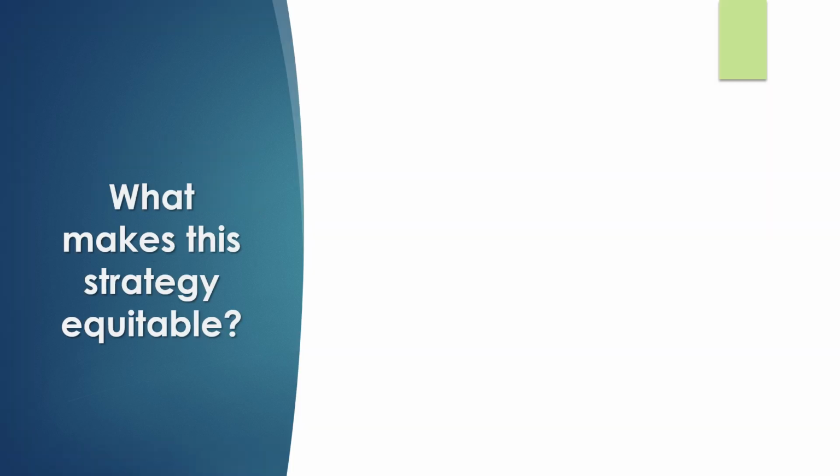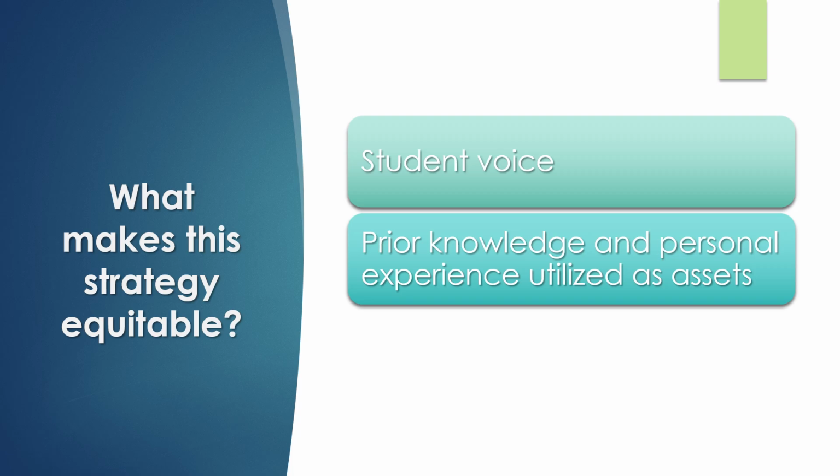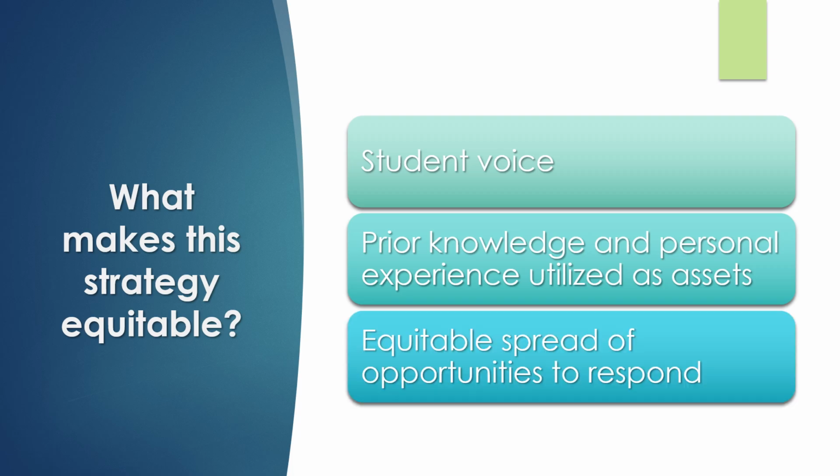What makes this strategy equitable? The What Why Square incorporates student voice. This is the most crucial piece for students to be able to connect with the learning. The prior knowledge and experiences shared during the discussions are leveraged as assets. What a student already knows and feels about the targets and their rationale can be the spark for another student, which is why it's so important that they share with each other. Finally, the equitable spread of opportunities to respond means that every voice can be heard, rather than calling on raised hands. For conversations as important as these, that last component is very important.